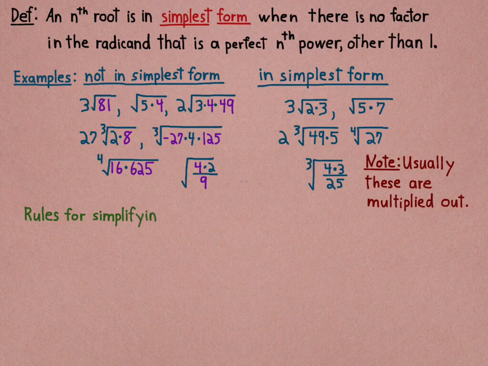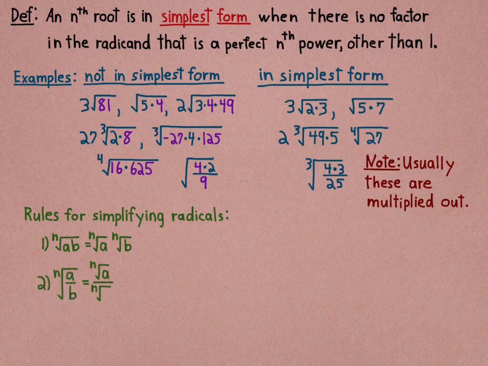Okay, so there are some rules for simplifying radicals. First, these are rules that we can use to simplify radicals. The nth root of a times b equals the nth root of a times the nth root of b, and then the second one: the nth root of a over b equals the nth root of a over the nth root of b.